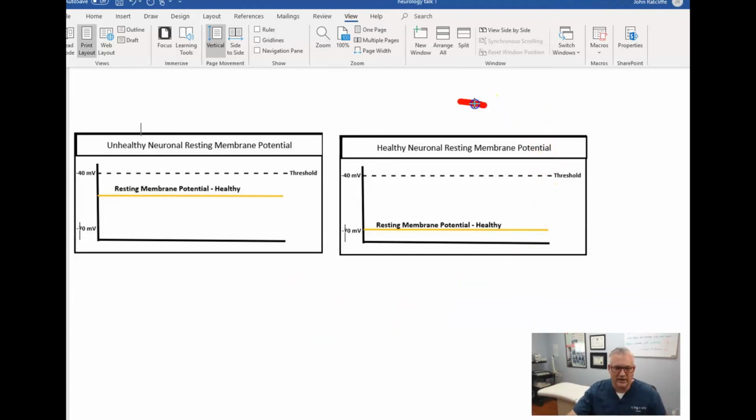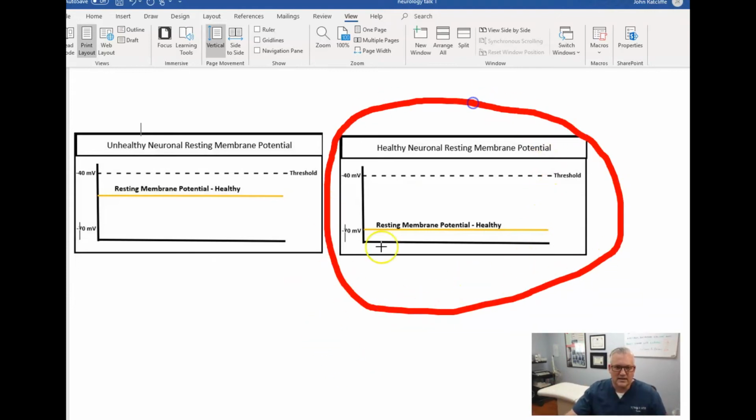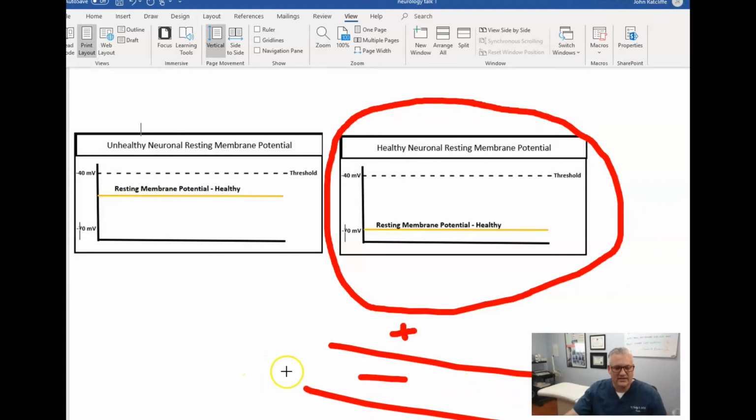So healthy nerves right here. The inside of the nerve is much more negatively charged than the outside. When you have a stimulus, your joints, your muscles, whatever is stimulating, and you're sending signals back up to the brain, you create an action potential and it zooms down the nerve or up the nerve, goes to your brain. Healthy nerves have a large resting membrane potential, so negative 70 millivolts. The inside of the nerve is more negative than the outside, about negative 70 millivolts.